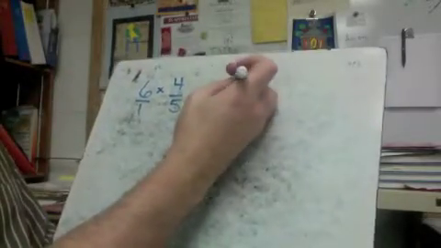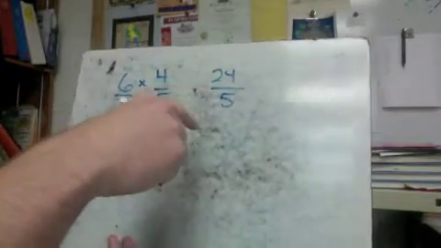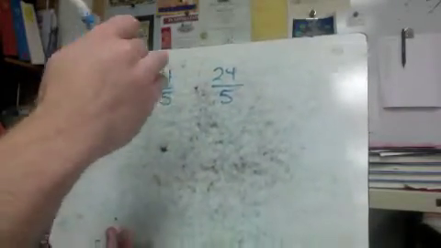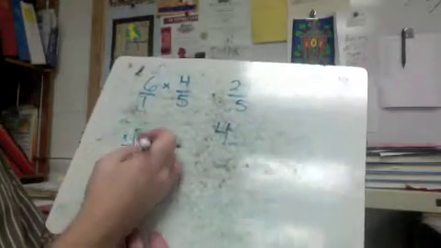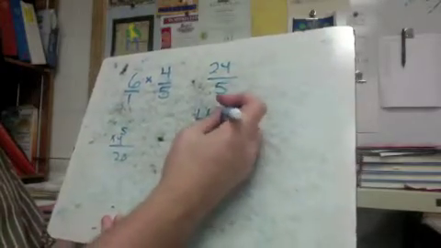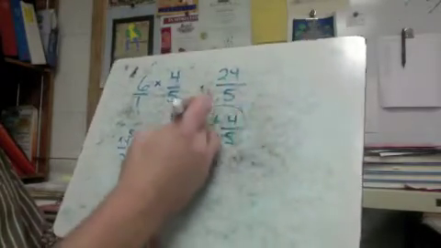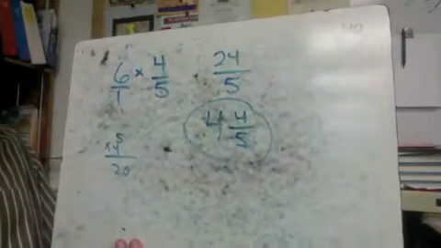6 times 4 is 24. 5 times 1 is 5. 5 goes into 24 4 times, which would be 5 times 4 is 20. So it looks like we would have 4 left over. So we should have 4 and 4/5 for our final answer here.